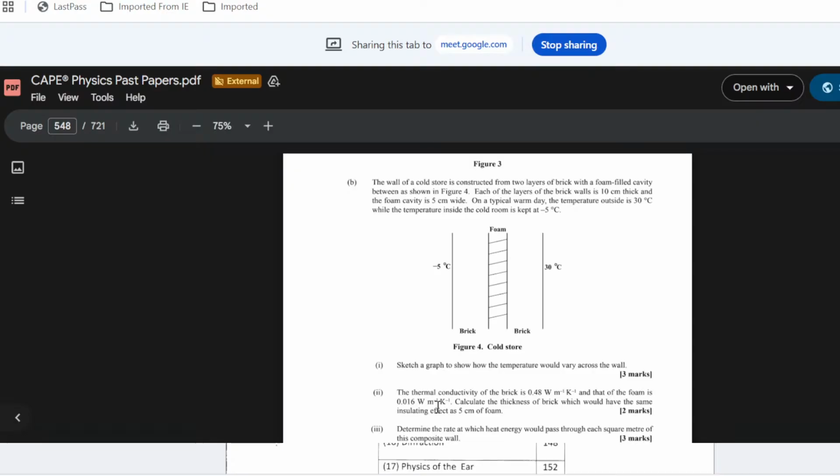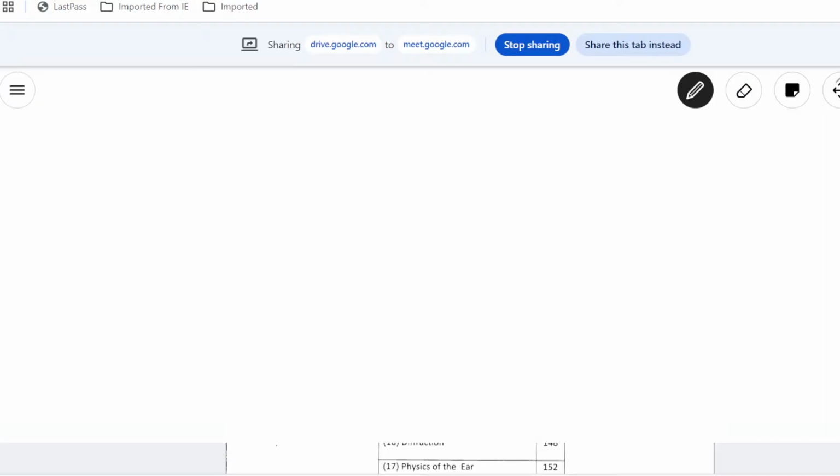Alright, so the thermal conductivity of the brick. You're given the thermal conductivity of the brick, the thermal conductivity of the foam, and we're supposed to calculate the thickness of the brick which would have the same insulating effect as 5 centimeters of foam. Alright, so it's the process.